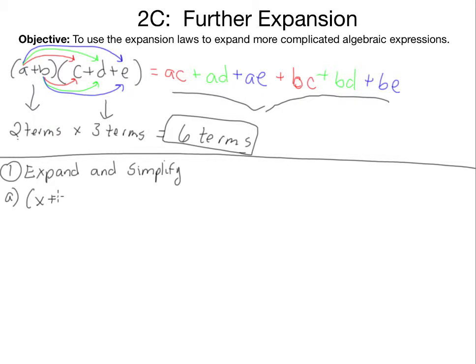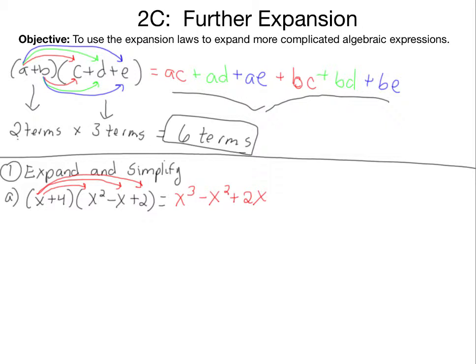For our first example, our instructions are to expand and then simplify. So A, we have x plus 4 times x squared minus x plus 2. So we're going to do the distributive property. We're going to start by taking our first term, which is x, and distribute to all the terms in the second parentheses. So we have x times an x squared, which should give us x cubed. Then we're going to take the x, times it by a negative x, which will give us a negative x squared. And finally, take that x and times it by 2 to get a positive 2x.